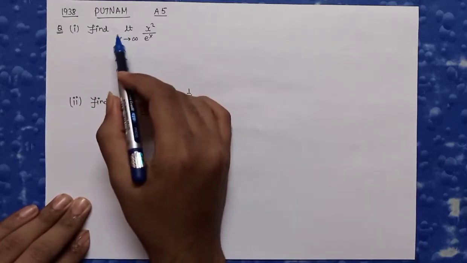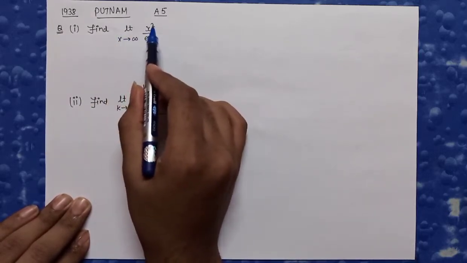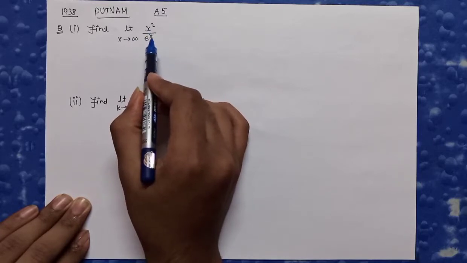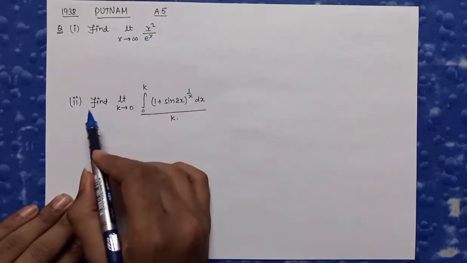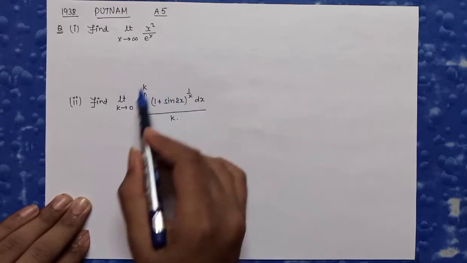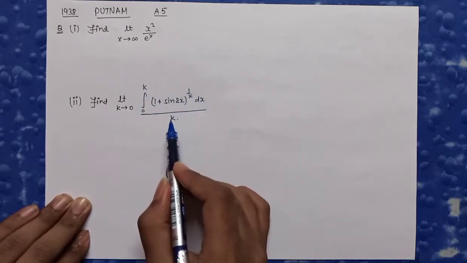The first part said: find the limit of x square by e raised to the power x where x tends to infinity. And in the second part we had to find the limit of this integral divided by k where k tends to 0.